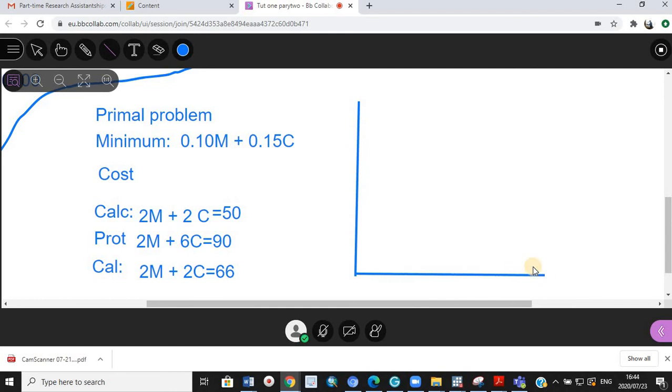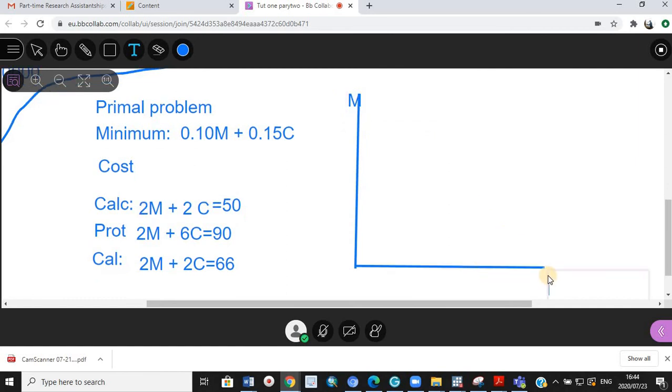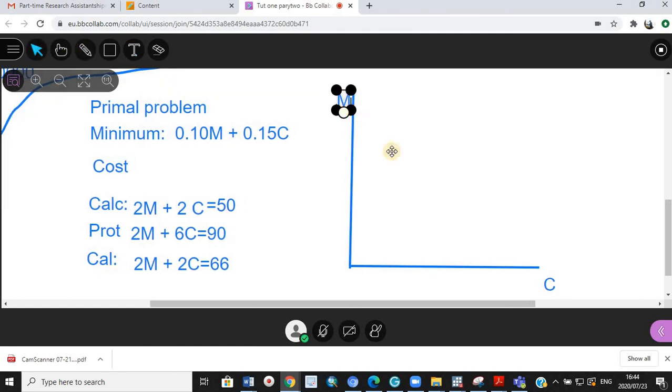And I will come to the corner points. This is going to be milk. Will always tell you where to label what, right? And cereal. Always the first one supposed to be in the axis, in the vertical axis, I mean. Very good. All right.